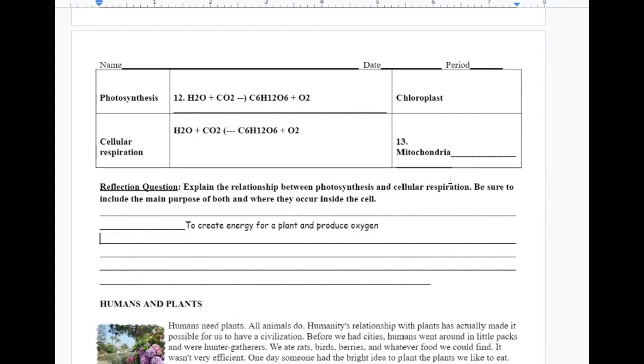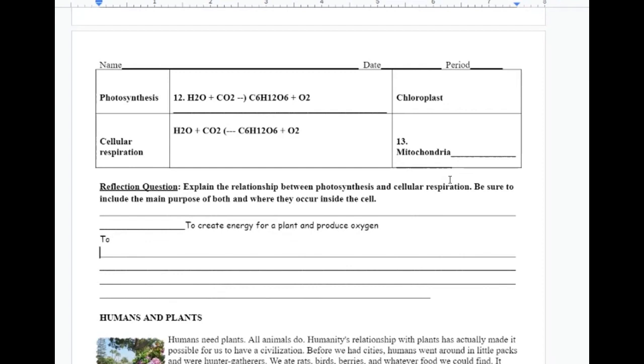We're in October. The other one is to create energy for an animal and release CO2.